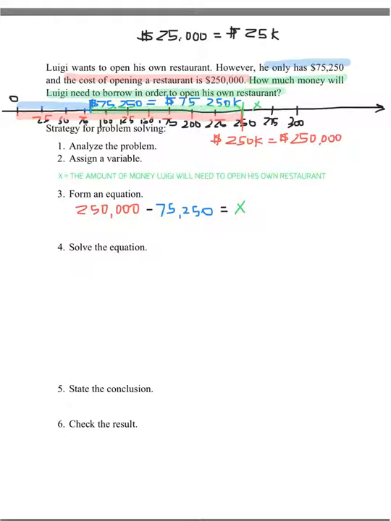So now let's go ahead and solve the equation. Again, when solving the equation, you want to start off with the original problem found in step 3. So it's going to be 250,000 minus 75,250, and that's going to be equal to our variable x. So now all we really have to do is subtract 75,250 from 250,000. We'll do that off to the side as scratch work. So we'll have 250,000, and we're going to subtract from that 75,250.